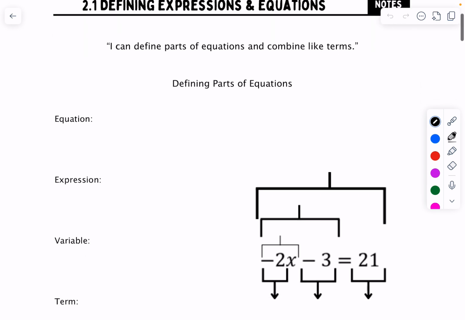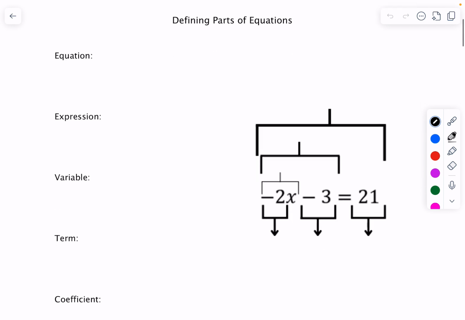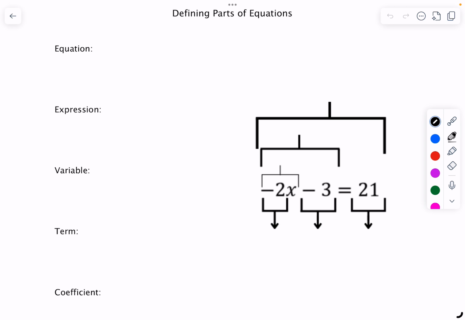So if you look at the graphic here, you can see that I've given you negative 2x minus 3 equals 21, and we're going to label what we call all of these different types of numbers, variables, and combinations of numbers and variables. The first one I want to do is the variable, which we've already done before. We did it in the last unit, but it can't hurt to do it again. So a variable, again, is a symbol for an unknown value.